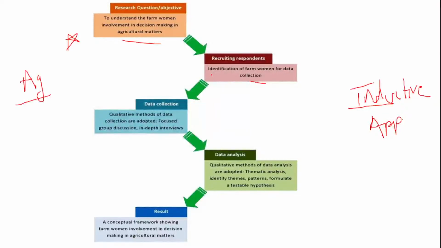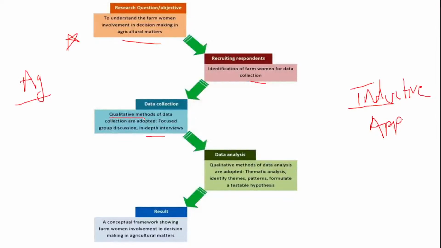So what we are doing, we are identifying the women for data collection. Then comes your data collection process. Qualitative methods of data collection are adopted, in the form of focus group discussion or in-depth interview. So which type of research strategy will we be taking? We will be taking the qualitative research strategy.